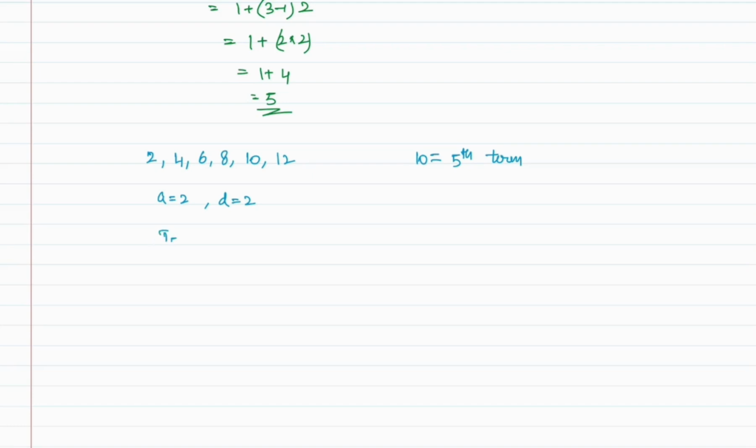T of 5 is equal to a plus 5 minus 1 into d, which is equal to 2 plus 5 minus 1, which is 4, into 2. That will be equal to 2 plus 8, which is equal to 10. So here you can see that the fifth term, which is 10 in the series, matches the one we found using the formula. So this is the formula for the general term of an AP.